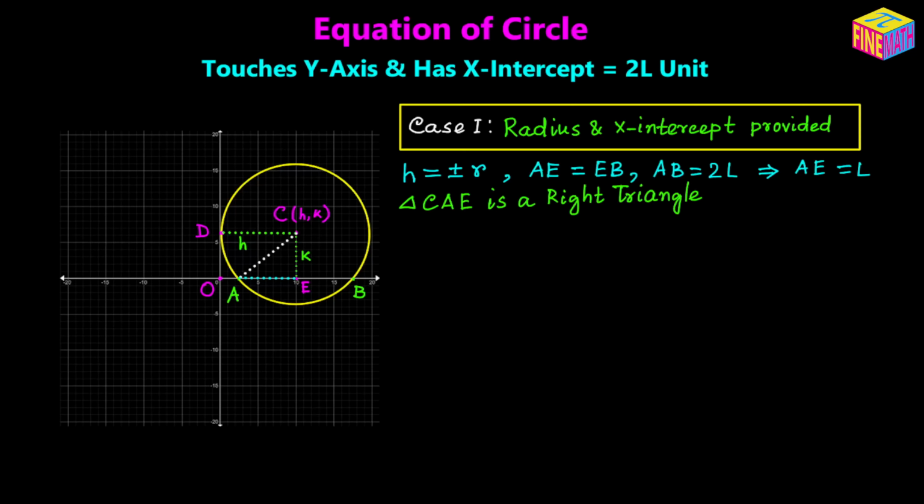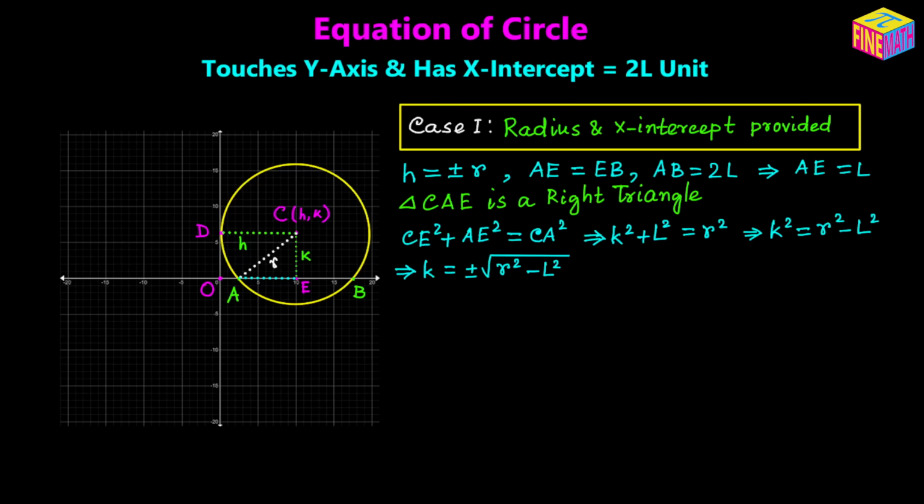Now if you look at the triangle CAE, it is actually a right triangle because CE is perpendicular to AE. So on this right triangle, if we use the Pythagoras theorem, we can say CE squared plus AE squared is equal to CA squared. And from here we can say that CE squared is actually equal to k squared, AE squared is equal to L squared, and CA squared is equal to r squared. So we have k squared plus L squared is equal to r squared. And here we are trying to calculate the value of k. So we can say k squared can be written as r squared minus L squared.